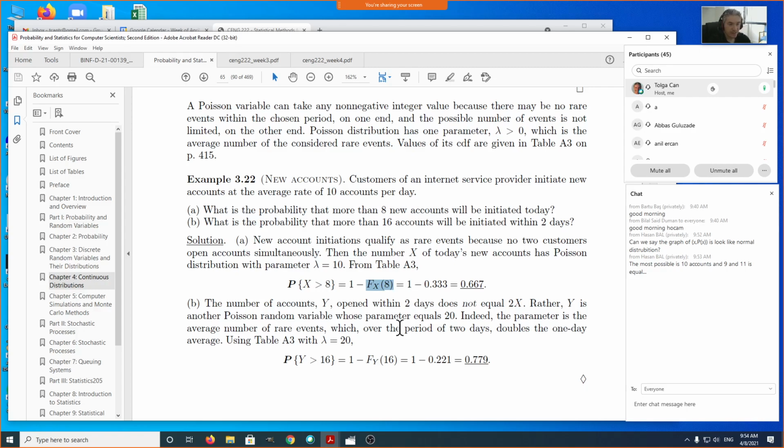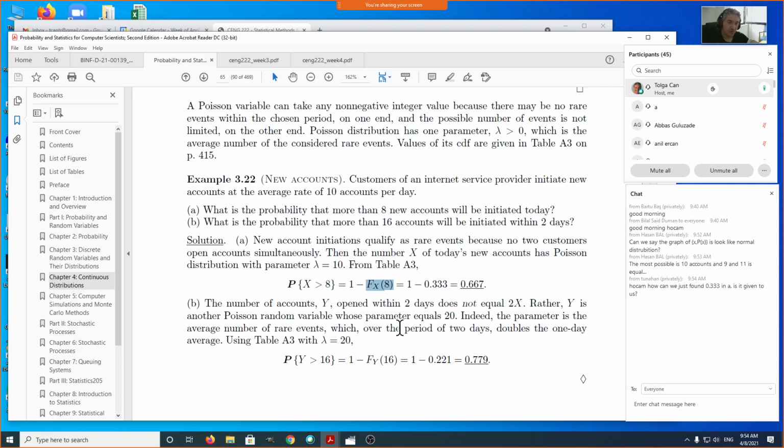Yeah, the most possible is 10 accounts, exactly. On average, we arrive at 10 accounts, and 9 accounts and 11 accounts may be equal or maybe not equal. We don't know. Yeah, I think they're going to be equal because after 9 accounts... But yeah, we need to look at the distribution too. But that's a good point.